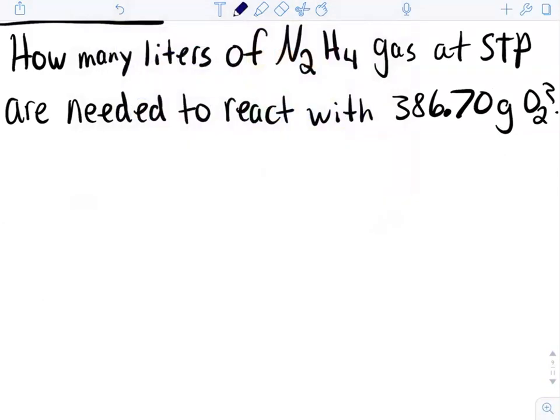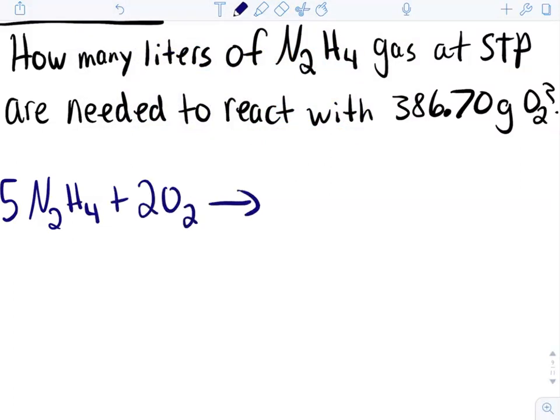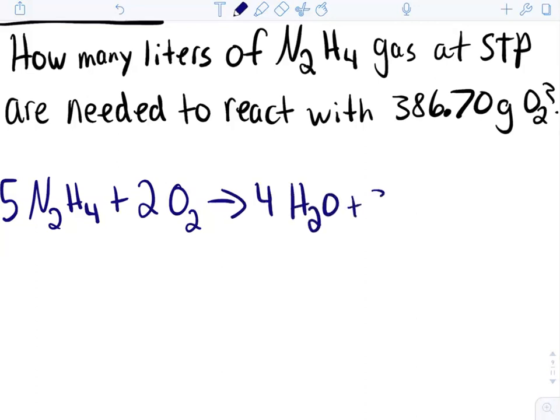So your equation is 5N2H4 plus 2O2. And again, that's an O2, that's not a 20. So 2O2, yields 4H2O, plus 3N2, plus 4NH3.